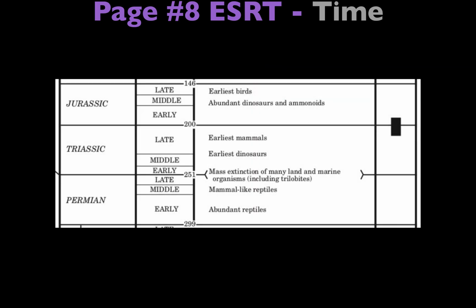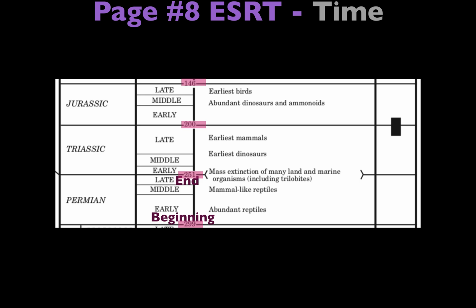So now I want to get us a little bit more comfortable with this specific time scale. So I have a snapshot as an example. Here we're looking at the time of 299 million years ago, 251, 200, and 146 million years ago. You're going to need to be able to identify the beginning and end of geologic time periods. So this is going to show you how that works. If we start with 299 million years ago, that marks the beginning of the Permian period. 251 million years ago marks the end of the Permian period.